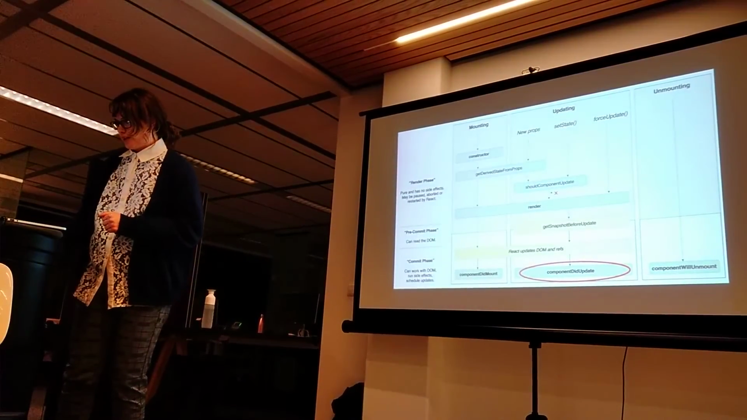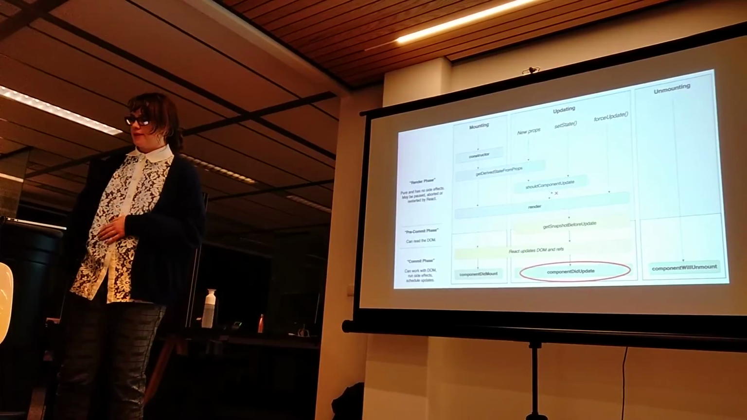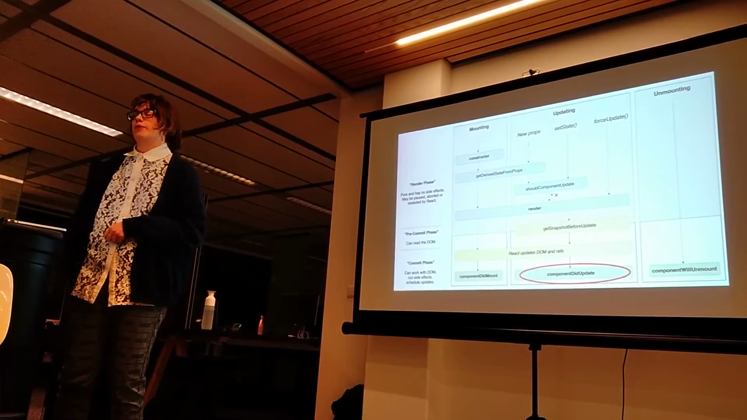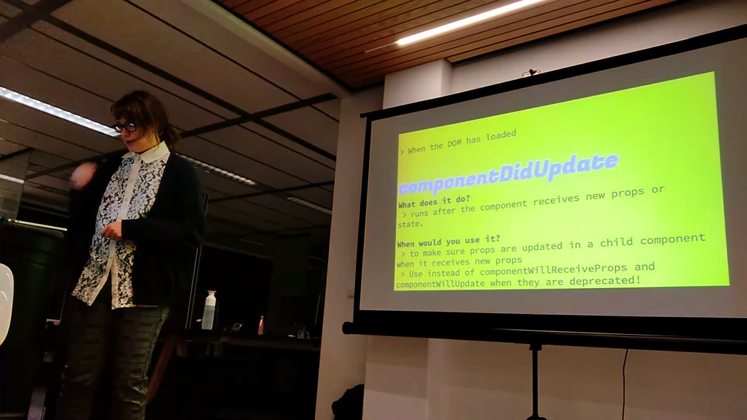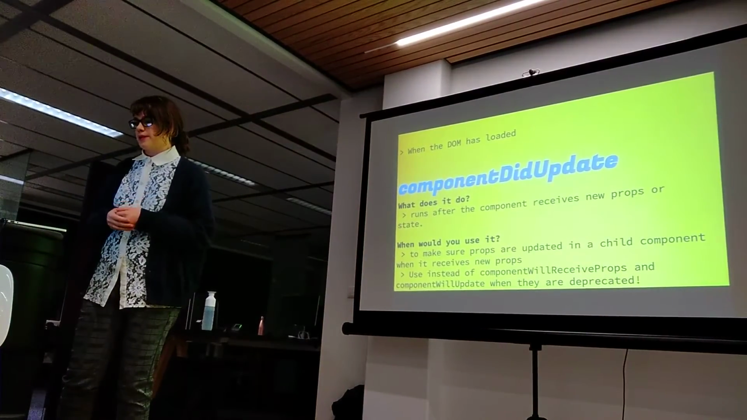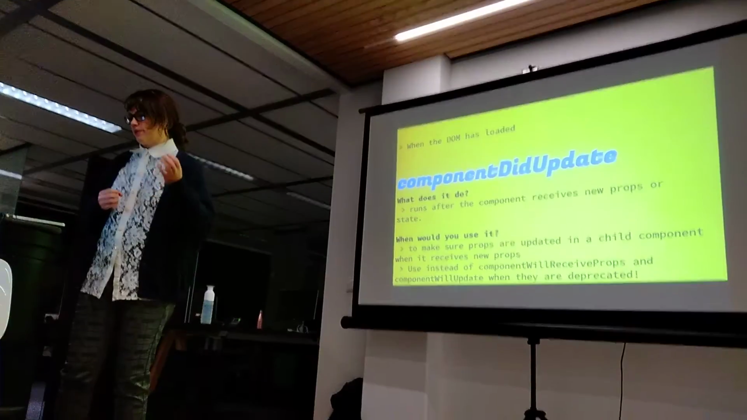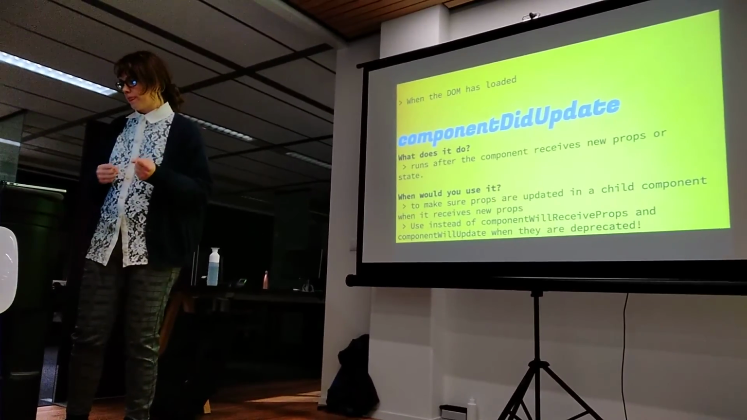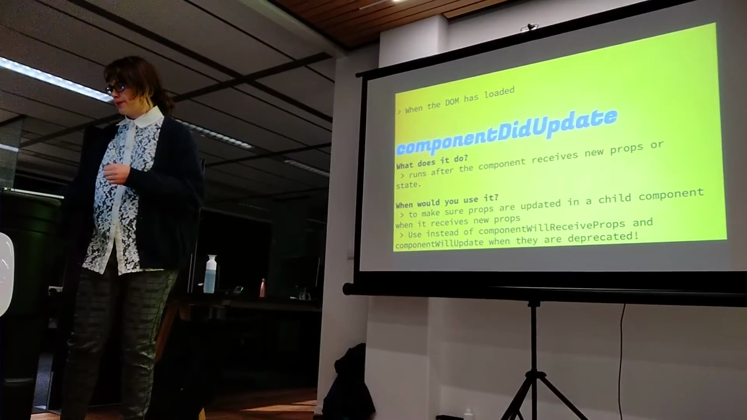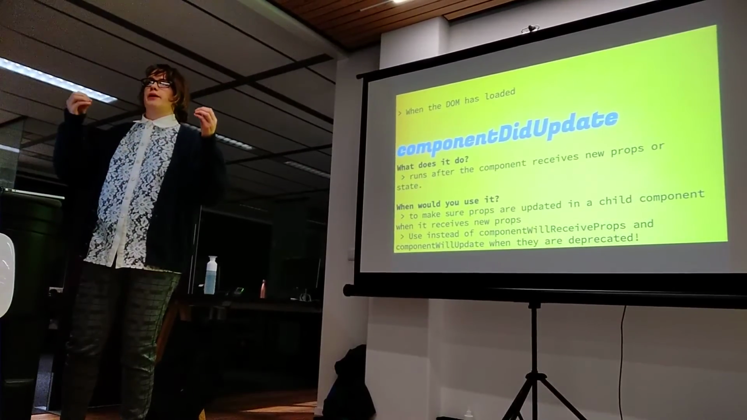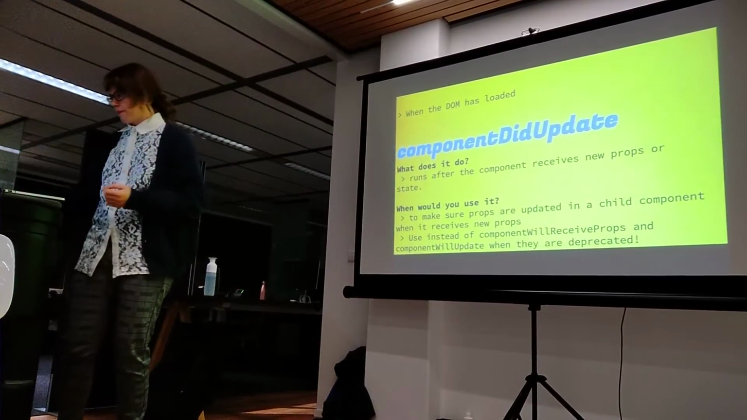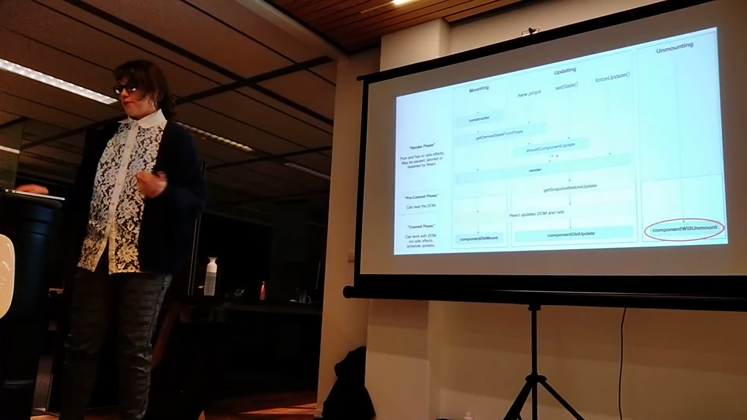Okay, and then component did update. So this is the one that's going to be replacing most of the things that component will receive props did. It's used in much the same way as component will receive props, but we know that the render has happened and we've got something to update. So that's why it's a safer method to use than will receive props. The only difference is instead of comparing with the next props, you're comparing with the previous props because the render already happened.